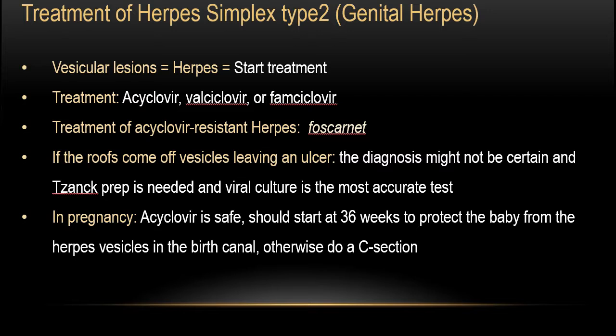What if we had acyclovir-resistant herpes? How to treat acyclovir-resistant herpes? Foscarnet. Foscarnet is the drug to be used whenever we have resistance to acyclovir.